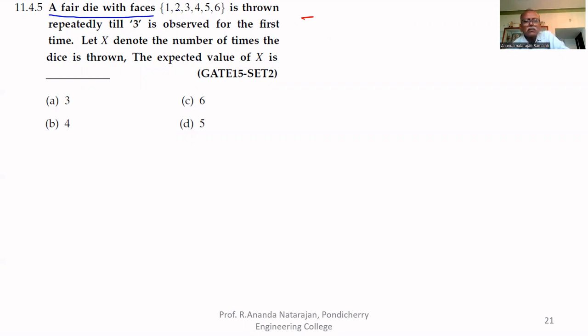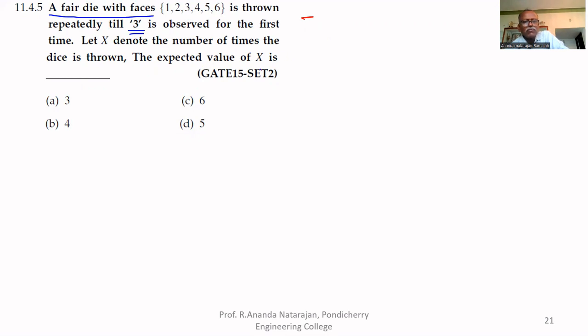Faces: 1, 2, 3, 4, 5, 6. The die has 6 faces and is thrown repeatedly till 3 is observed for the first time. Let x denote the number of times the die is thrown.